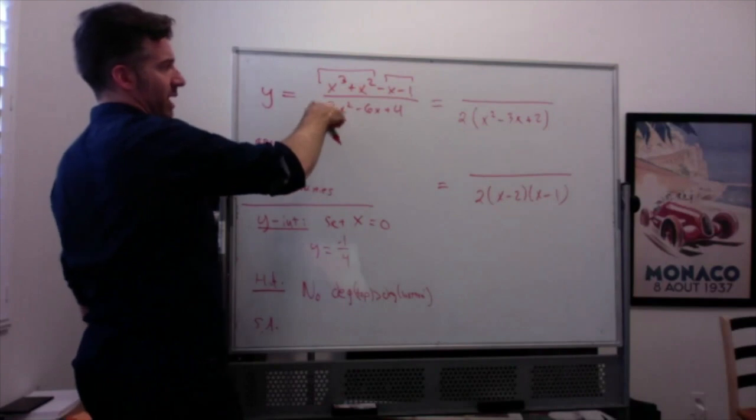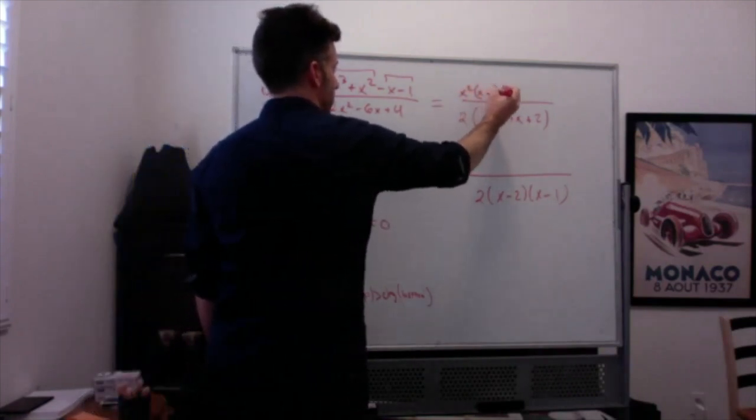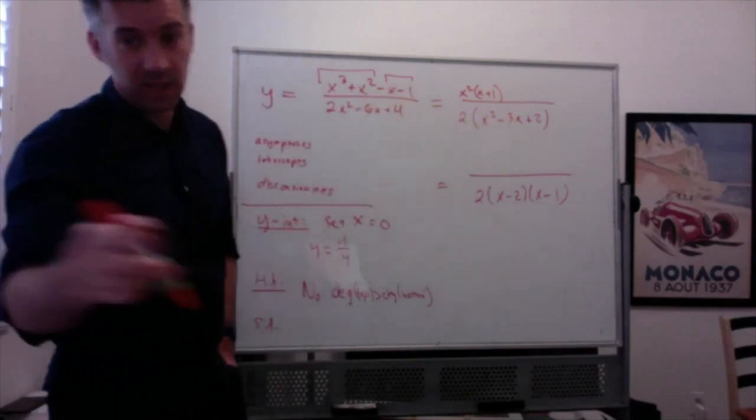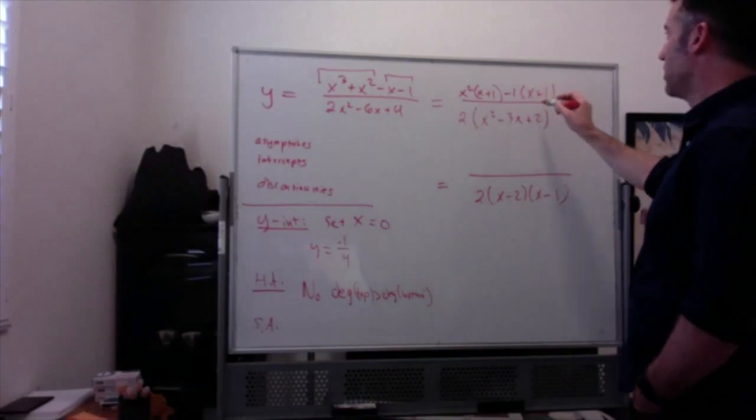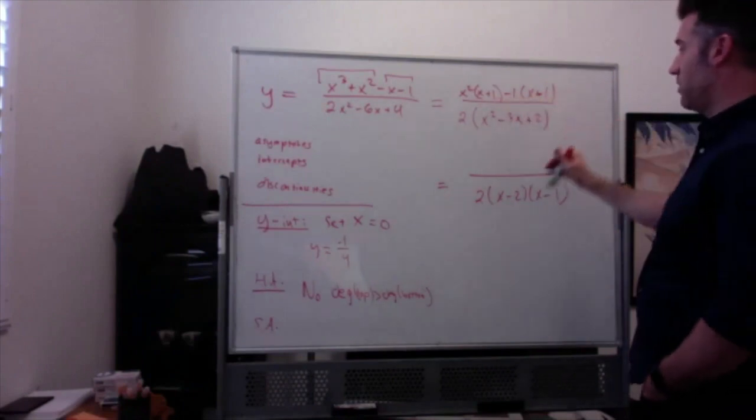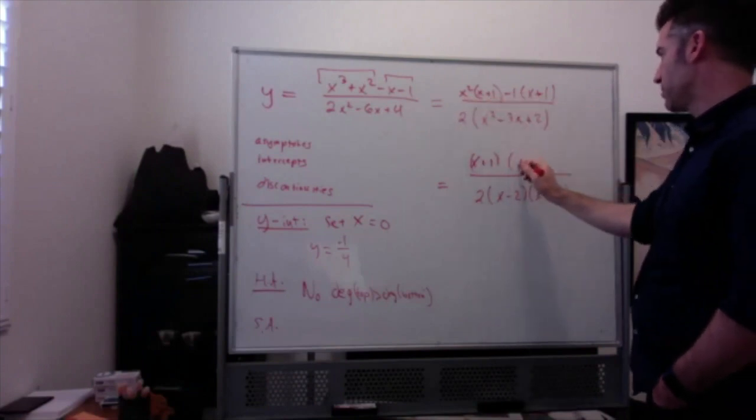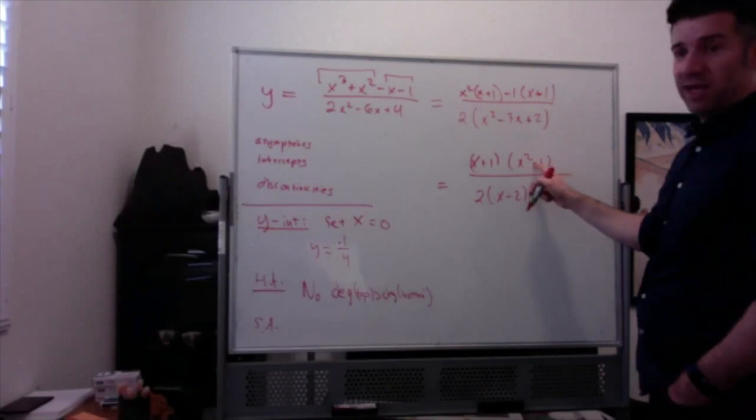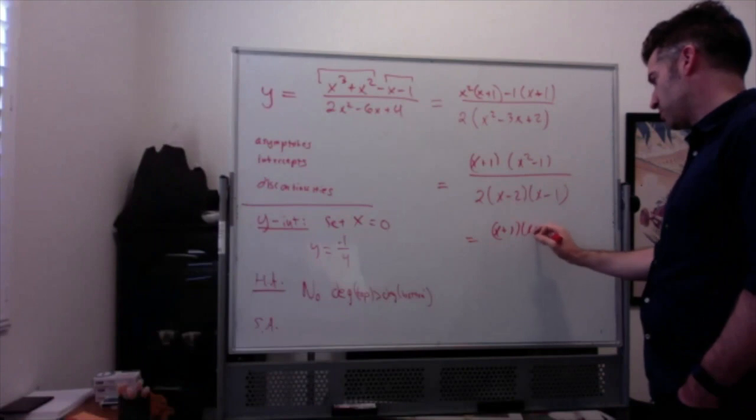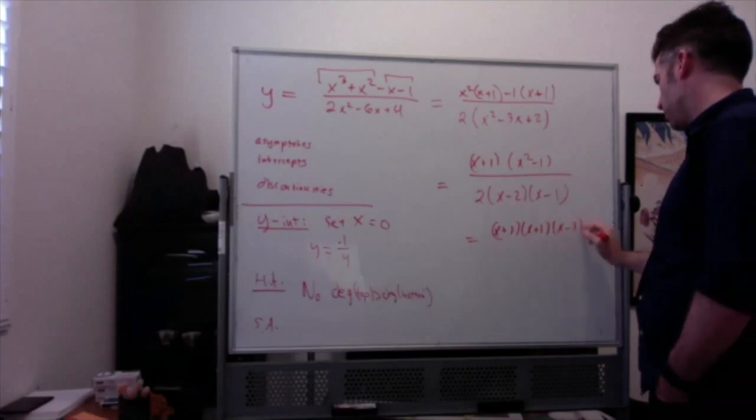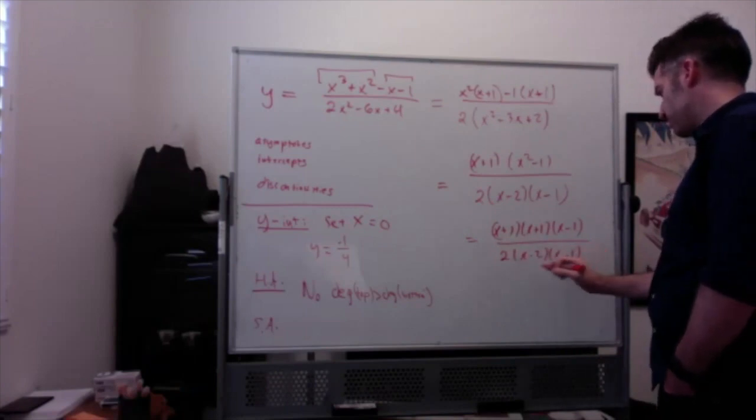From the first two terms, I can factor out an x squared. I'm left with an x plus 1. From the second two terms, I can factor out a minus 1. I'm left with an x plus 1. And then I can factor out an x plus 1 from each of these. I'm left with an x squared minus 1. Finally, I can factor the x squared minus 1 as x plus 1 times x minus 1, so the function is x plus 1 times x plus 1 times x minus 1 all over 2 times x minus 2 times x minus 1.